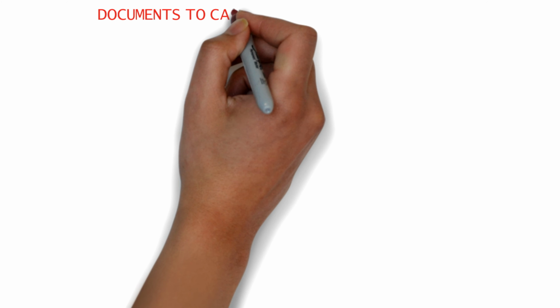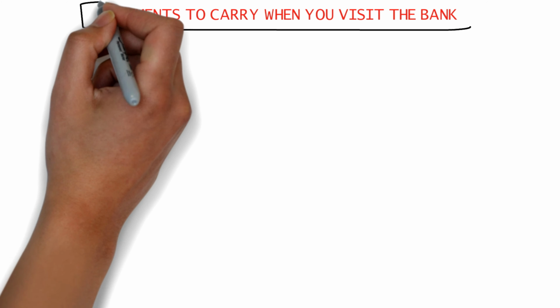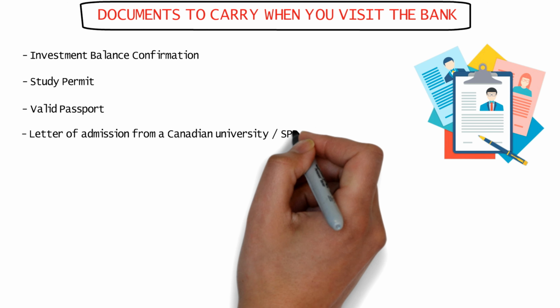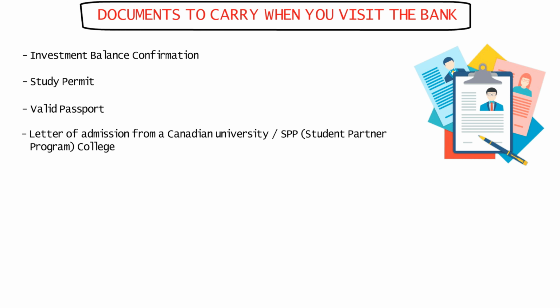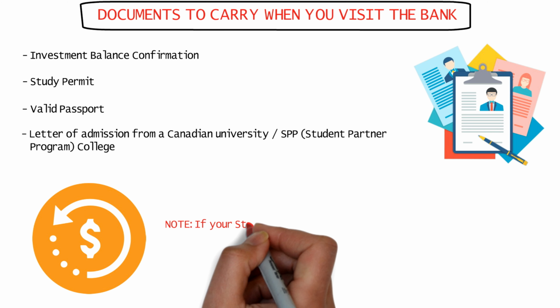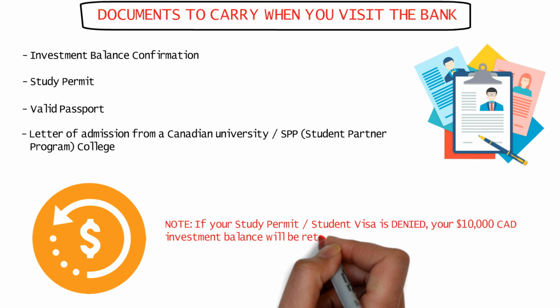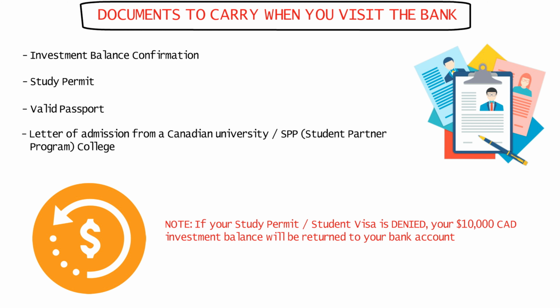Kindly note that you'll have to carry a few documents with you when you visit the bank. These documents will include your investment balance confirmation, your study permit, a valid passport, and a letter of admission from the Canadian University or SPP College. Kindly note that if your study permit or visa is denied or declined by IRCC, your $10,000 investment balance will be returned to the bank account from which the amount was remitted.